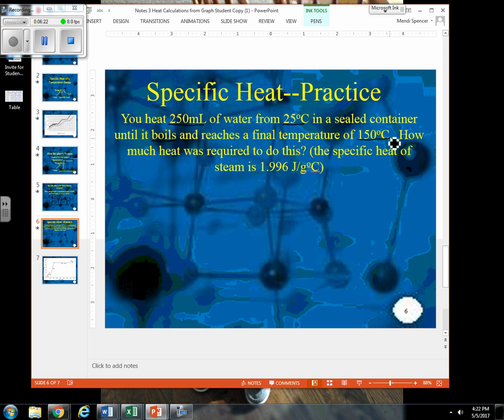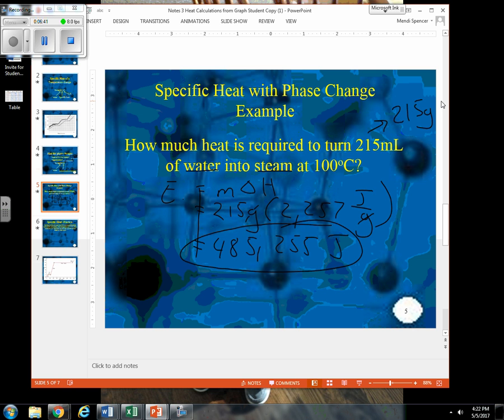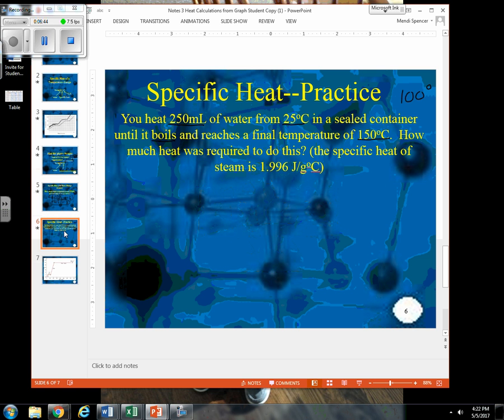Now, I want you guys to think about this. When water reaches 150 degrees Celsius, is it going to be liquid or is it going to be a gas? It's going to be a gas, right? Because at 100 degrees Celsius is when we are going to have a phase change. So at 100 degrees Celsius, that water changed phases. It no longer is a liquid. So we are going to have a phase change occurring in the middle of this process.